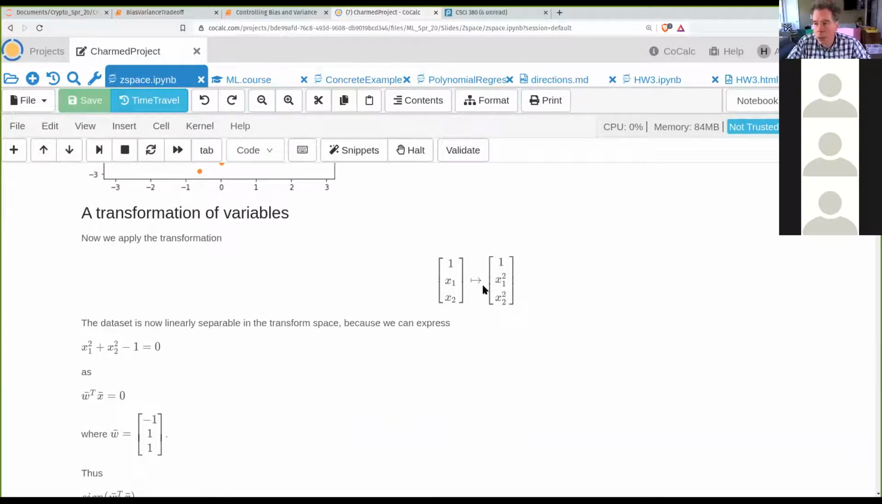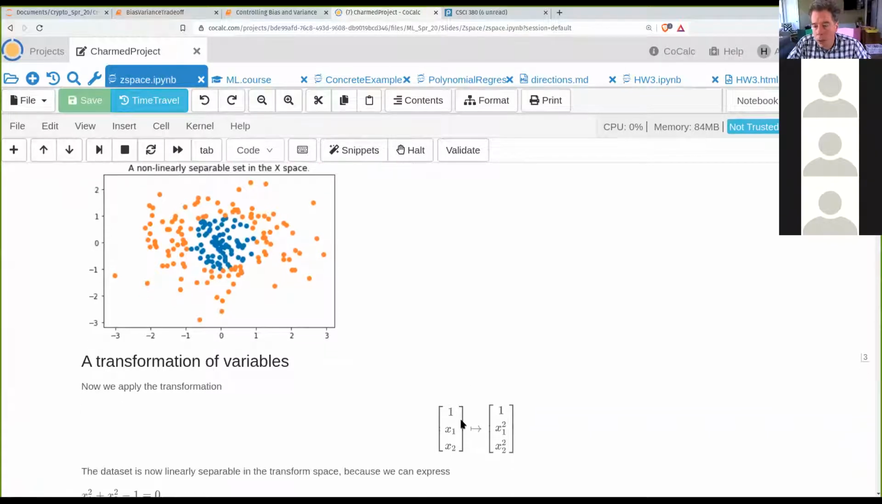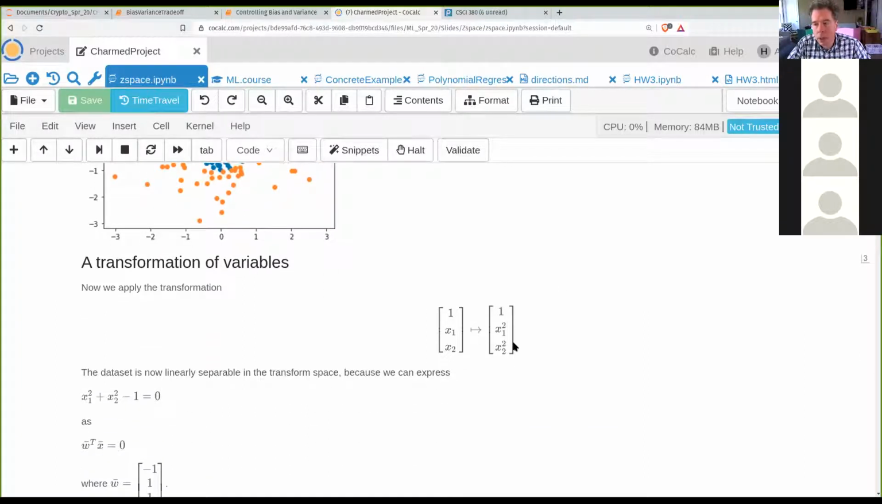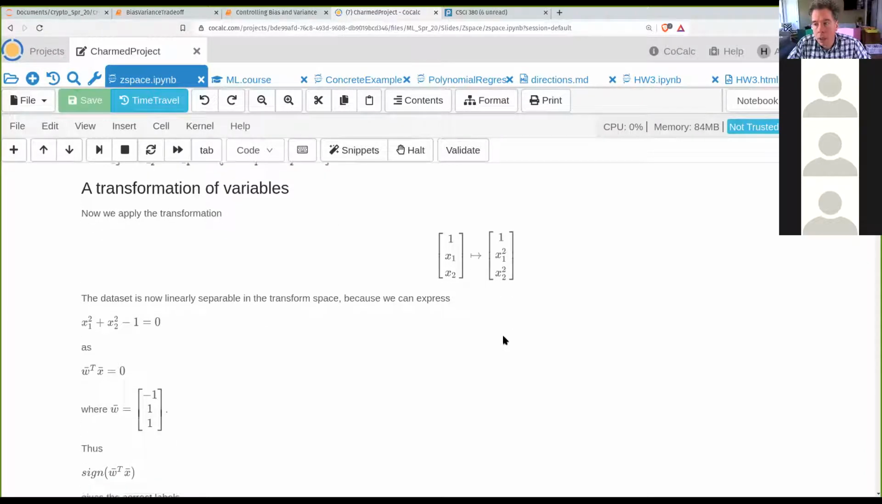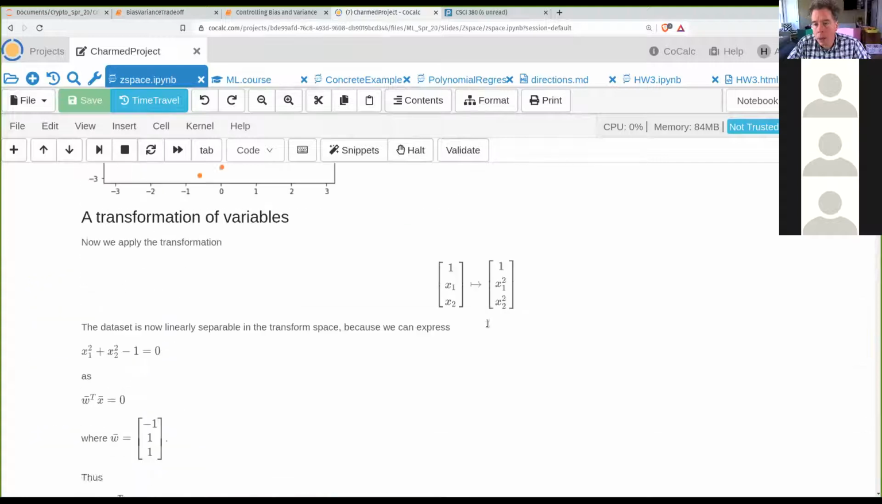So this one is just a proof of principle, and it's a really simple example. It's just to show that with a certain transformation of variables, you can use a linear model to cut out a circle. So it's not the only one. Are there any other transformations? Yeah, anything you can think of.